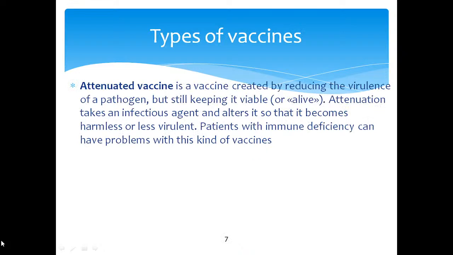For now, what about the types of vaccines? An attenuated vaccine is a vaccine created by reducing the virulence of the pathogen, but still keeping it alive. Attenuation alters the infection so that it becomes harmless, or less virulent. Patients with immunodeficiency can have problems with these kinds of vaccines.